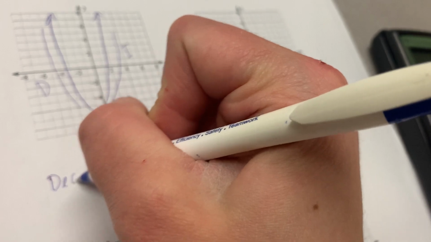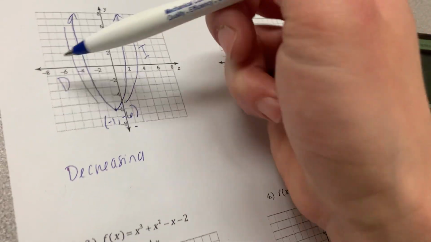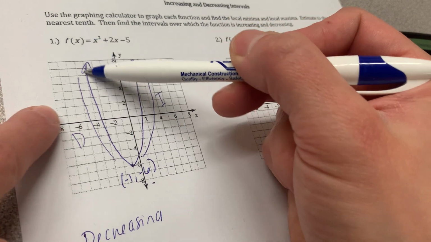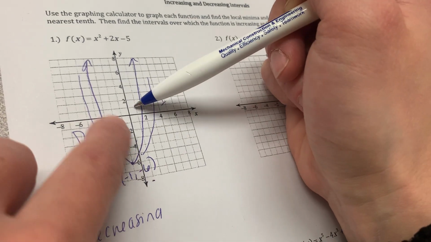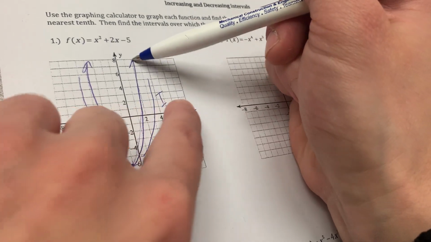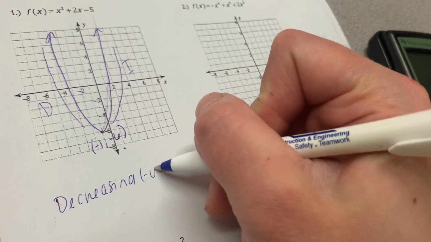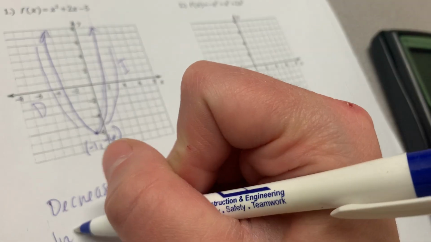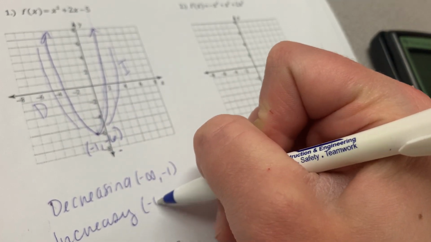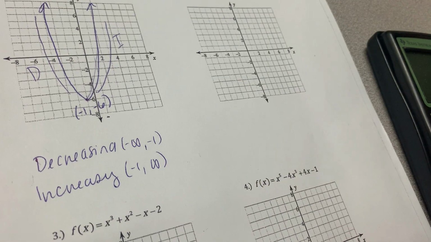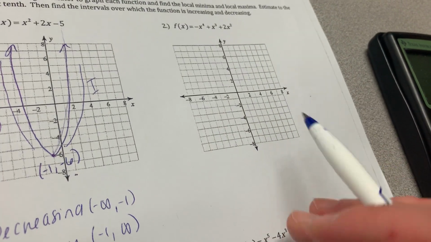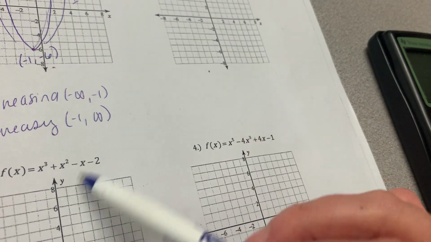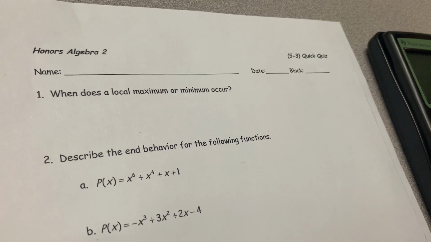So I am decreasing from negative infinity to negative 1. And then I'm increasing from, okay, we're at negative 1. I'm increasing from negative 1 onward. Okay. All right. So you're going to do that with the rest of them. You don't have to do them on this sheet, but one of these is on that homework quiz that you owe me. All right, on the back, let's recap now the past 2 lessons.